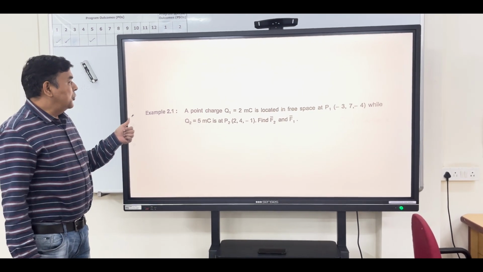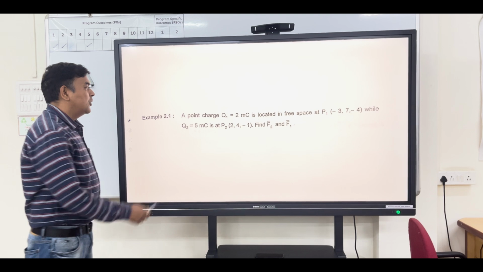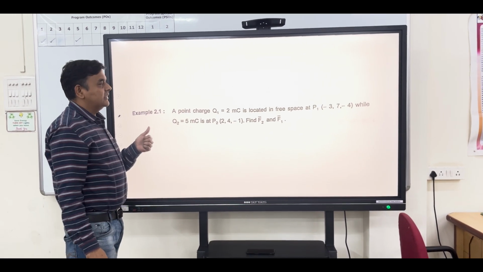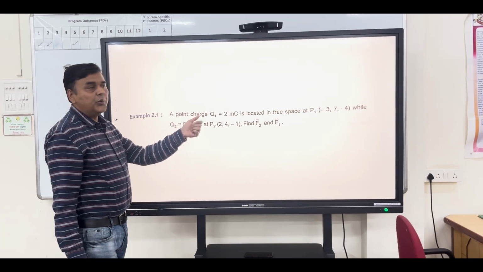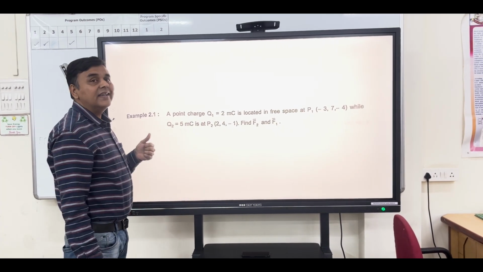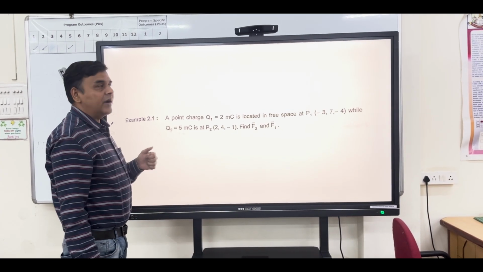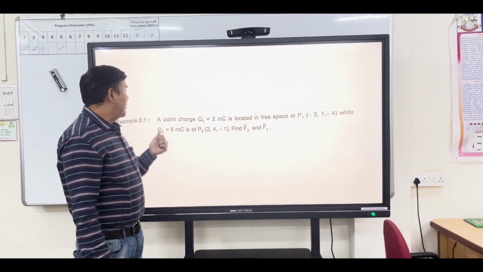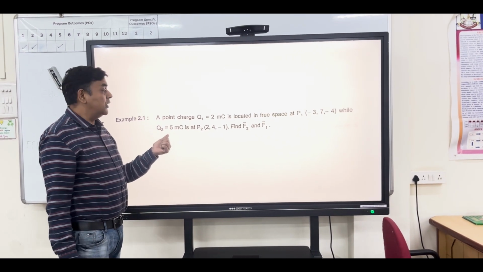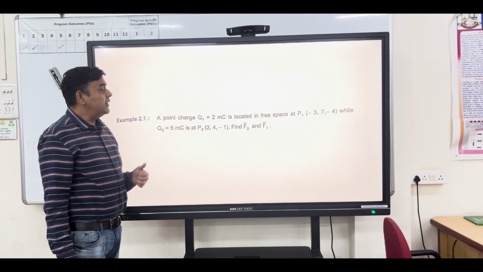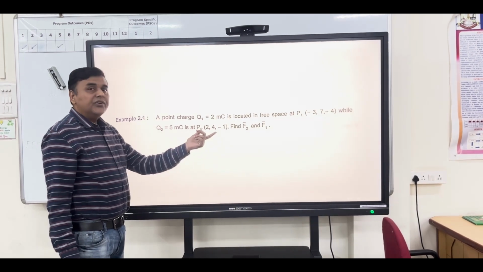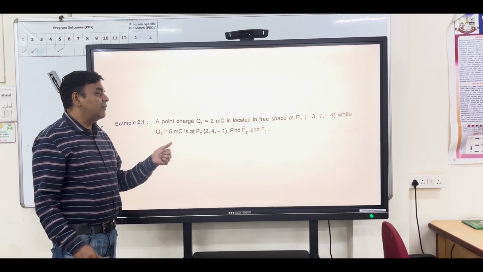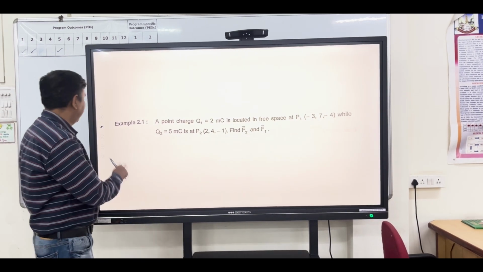Then we'll try to solve a numerical based on Coulomb's law. So what we assume is that there are 2 point charges. The value of point charge Q1 is 2 millicoulomb, which is located in free space at a point P1. So coordinates of point P1 are given over here. While second charge Q2 is pi millicoulomb, which is located at point P2. Then the question is to find out the force acting between the 2 point charges, that is F2 bar and F1 bar.